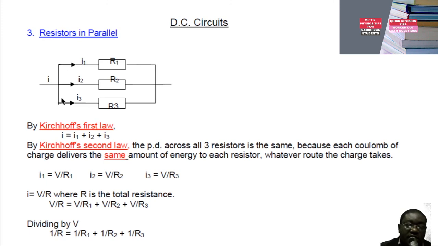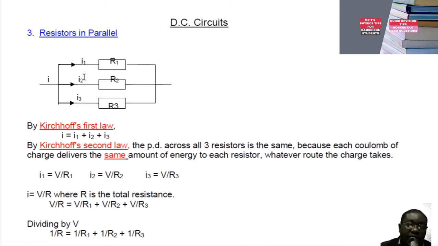Considering resistors in parallel, by Kirchhoff's first law, I is this one, current entering the junction is equal to the currents leaving. So all the three currents are leaving, which should equal this total current that is entering in. So I is equal to I1 plus I2 plus I3. Then by Kirchhoff's second law, the PD across all three resistors is the same because each coulomb of charge delivers the same amount of energy to each resistor, whatever route the charge takes.